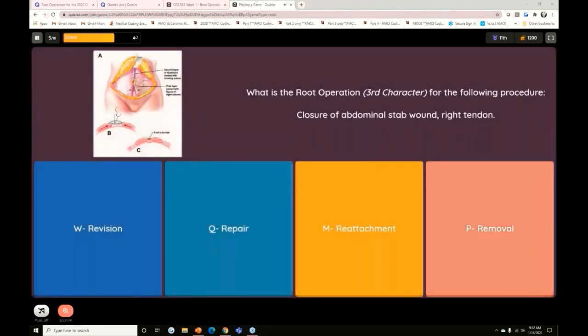Okay, moving on to the next one. What is the root operation for the following procedure? Closure of abdominal stab wound, right tendon. Is it W, revision, Q, repair, M, reattachment, or P, removal? Closure of an abdominal stab wound.